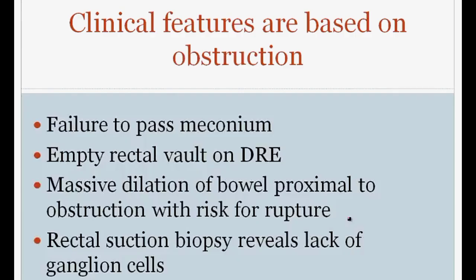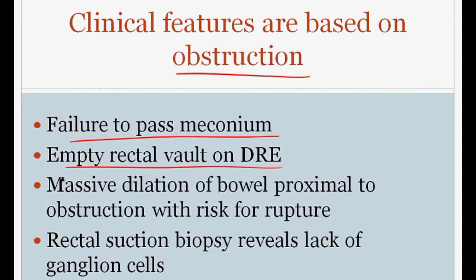And so the clinical features of this disorder are all going to be based on that central theme, which is that there's going to be obstruction. So the babies would fail to pass meconium. There'd be an empty vault on digital rectal exam. There'd be dilation of the bowel proximal to the area of obstruction. So imagine if this is the rectum here and you can't relax it properly and you don't have good peristalsis, then behind it you're going to get massive dilatation of the bowel that again is proximal to that area. And there's a risk here, of course, as you get dilation and further dilation, there's a risk of rupture.